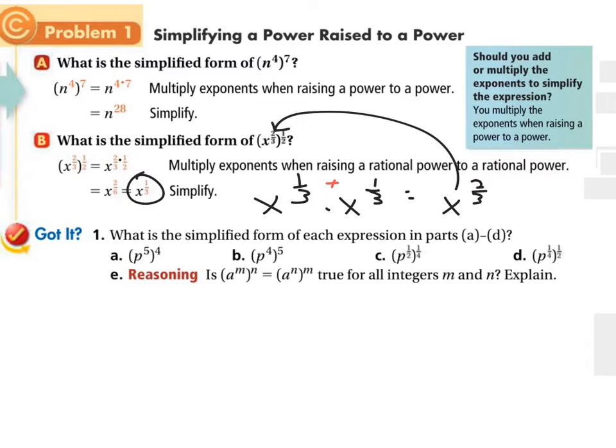It's really several problems because they're hopefully straightforward. What is the simplified form of each expression for A through D? And then in E, it asks, is a to the m raised to the n equal to a to the n raised to the m? Is that true for all values of m and n? Let's try that. Write your answers down or come up with your answers for each one of these, and pause the video, do it, and then unpause the video and we'll check your answers. So pause it right now.